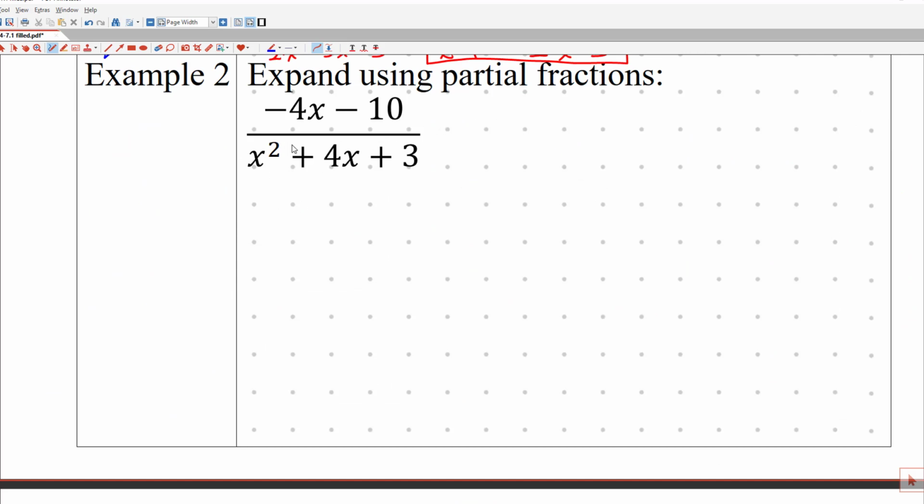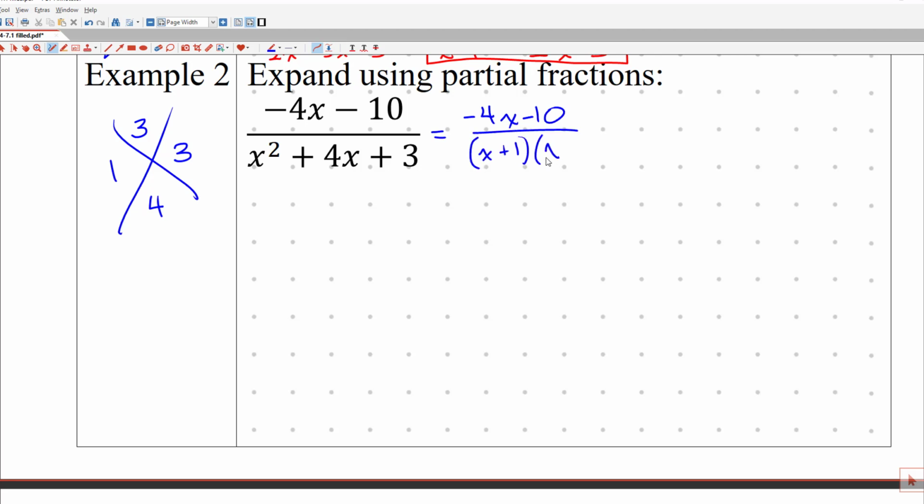But here we go. Step number 1, we're going to use ninja star, just normal ninja star because there's no coefficient in front of the x squared term. So what adds up to 4 that multiplies to 3? Clearly 1 and 3. So this is going to be negative 4x minus 10, still in the numerator, and the denominator is x plus 1 times x plus 3, which means that this is going to be set equal to a over x plus 1 plus b over x plus 3.